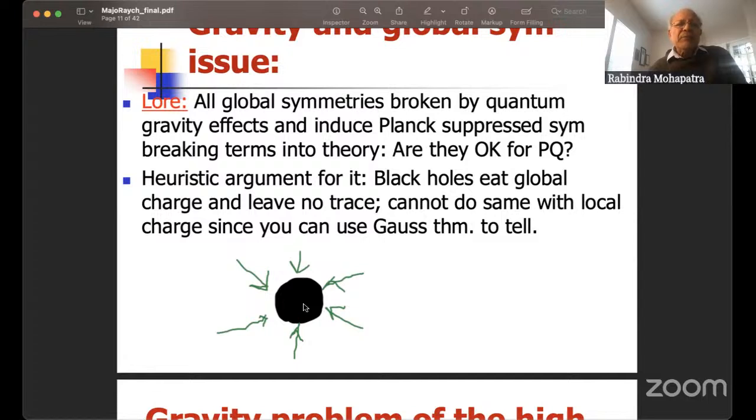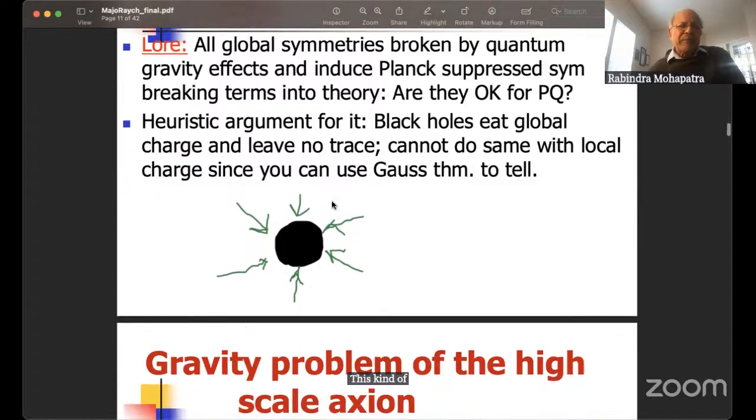And you cannot do the same thing with a local charge, because if you have a local charge which goes into the black hole, then you can always use the Gauss theorem. You put a sphere around here, and then you will see the effect of the local charge which has disappeared as some field effect. Total flux will be non-zero. So you can tell for the local charge, but for the global charge, you cannot tell. So this kind of hand-waving argument has been very convincing. And what people argue is that if you have a global symmetry, then there must be quantum gravity effects which break the symmetry. And then you have to check for the case of the axion whether it's okay to have this kind of symmetry breaking effect, okay?